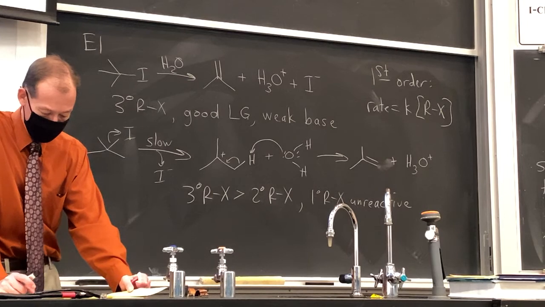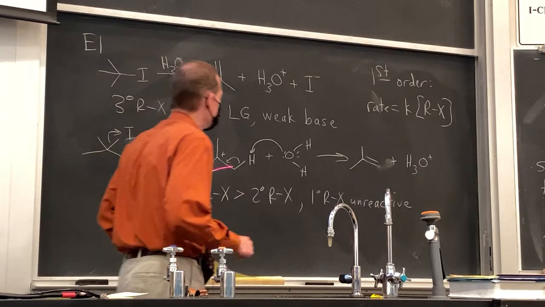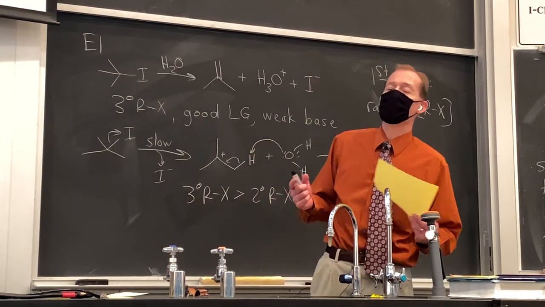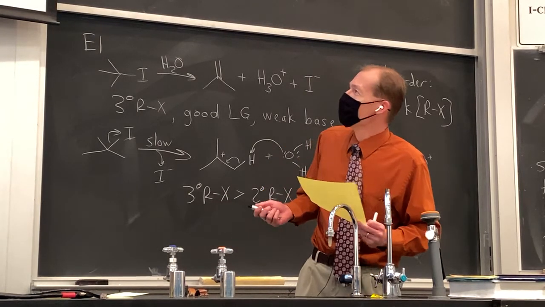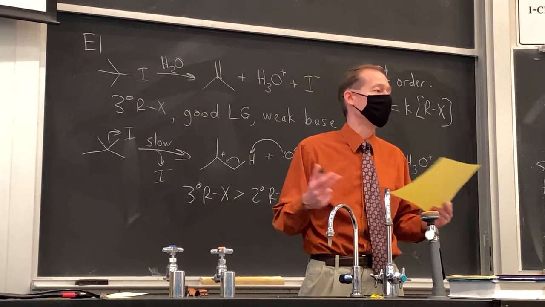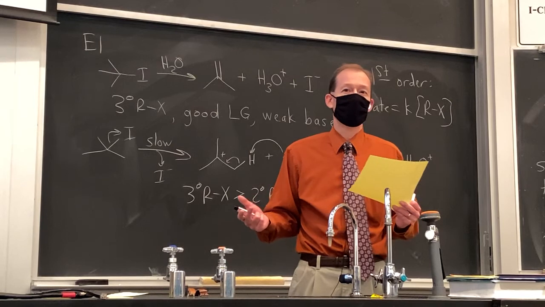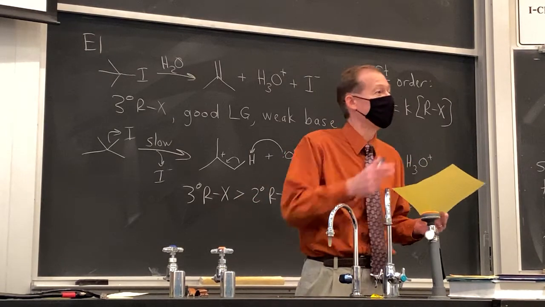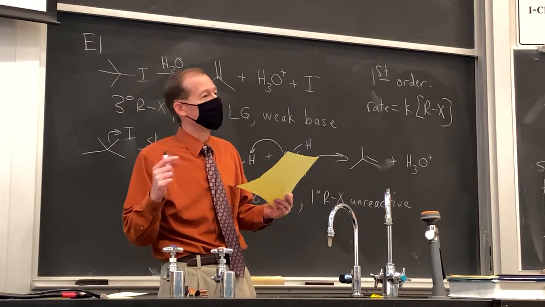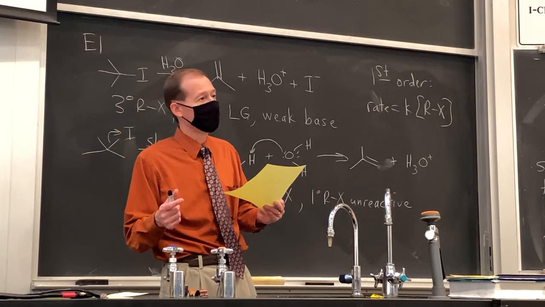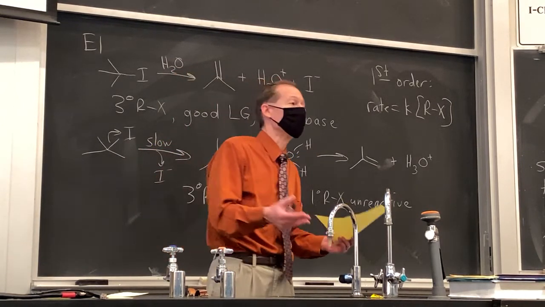So what about regioselectivity? If we were going to form more than one constitutional isomer in an E1 reaction, which step would determine the major product? Step 1 or step 2? Step 2, exactly. Step 2 is where you're deprotonating. So if you had more than one type of beta hydrogen in your carbocation, depending on which one you deprotonated, you would get one product or another.